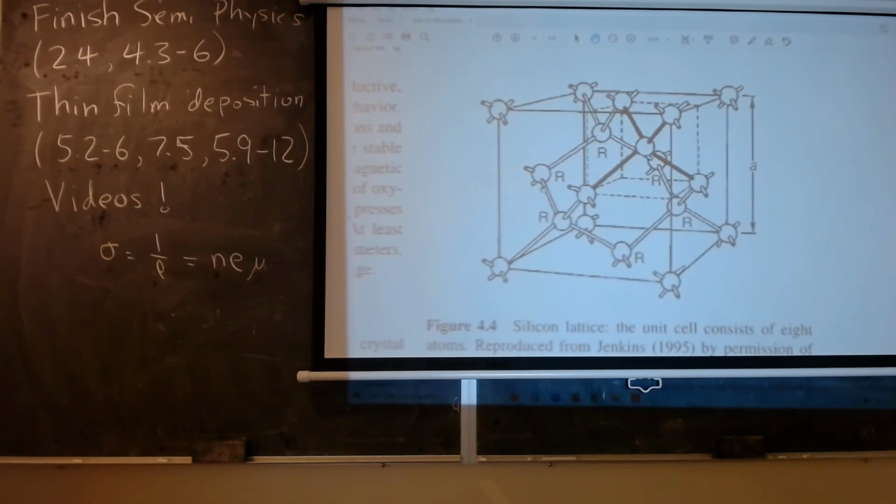And so this is what's called a diamond structure. It's also called a face-centered cubic structure, because the atoms not only are at the vertices, at the corners of the unit cell, but they're also at the centers of the faces. Things to know here.